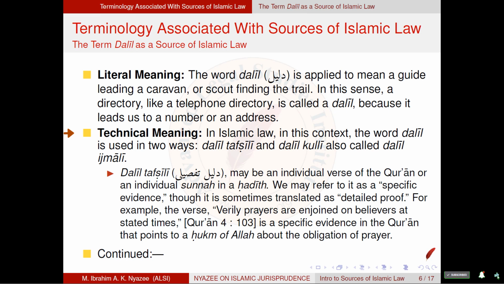In the technical meaning, in Islamic law, the word dalil is used in two ways: dalil tafsili and dalil kulli, also called dalil ijmali. Dalil tafsili may be an individual verse of the Quran or an individual sunnah in a hadith. We may refer to it as a specific evidence, though it is sometimes translated as detailed proof. For example, the verse, "Verily prayers are enjoined on believers at stated times," is a specific evidence in the Quran that points to a hukum of Allah about the obligation of prayer.